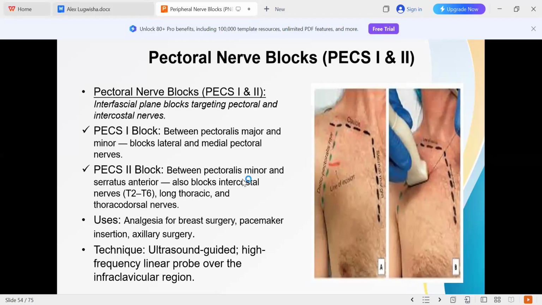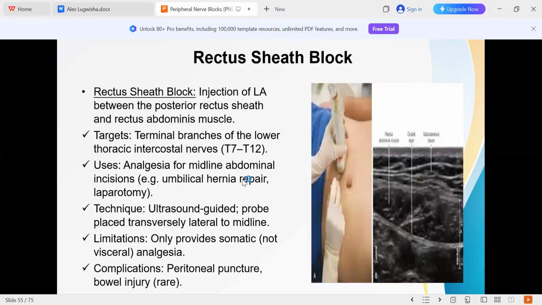Then the pectoral nerve blocks. We have PEC1 and PEC2. The PEC1 is a block between the pectoralis major and minor, and it's used to block the lateral and medial pectoral nerves. This is usually useful for breast surgery. And you can also have PEC2, which blocks between the pectoralis minor and serratus anterior, which is deeper, and can block intercostal nerves also. Ultrasound guidance is usually better for this block.